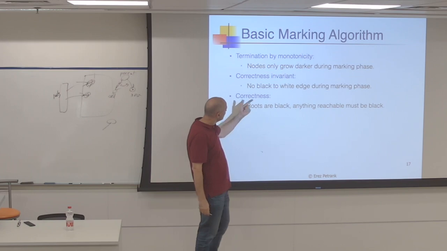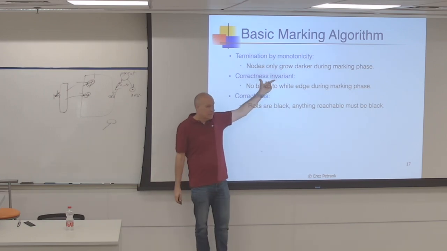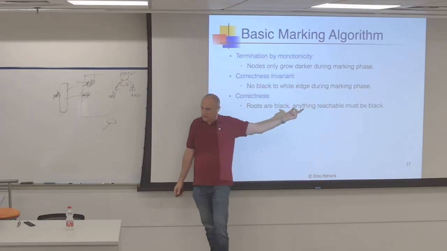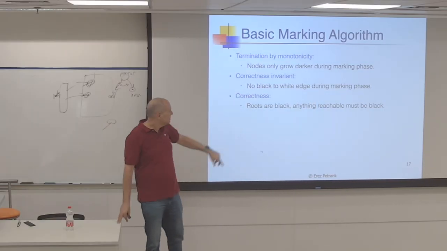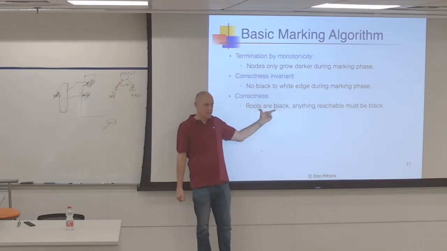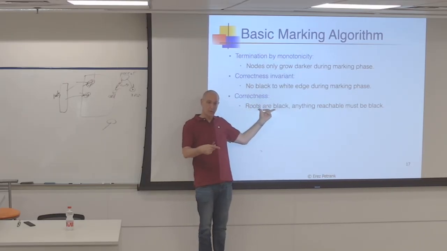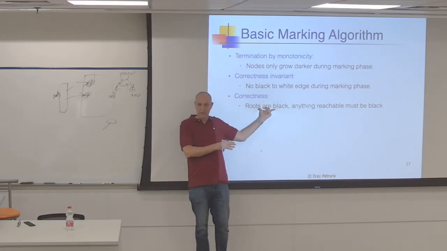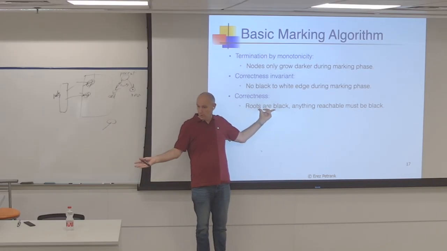So the correctness invariant says that there's no black to white edge during the marking. So why is this enough? We know the roots have to be black. The roots were marked gray, and there are no gray nodes anymore. So they have to be black. Nothing goes from gray to white during the tracing. So they have to be all black.